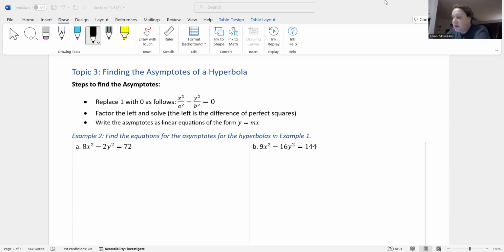We're going to make sure we have a standard form equation for a hyperbola. We're going to replace the 1 with a 0. We're going to factor the left, which turns out to be the difference of perfect squares. And then we can solve and write this as linear equations of the form y equals mx plus b.